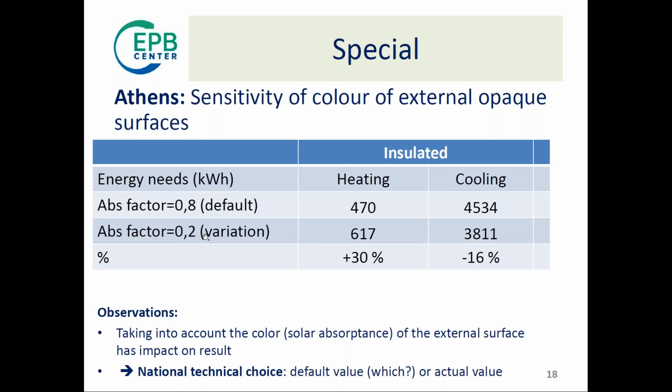But then if it's highly reflective, an absorption factor of 0.2, so clear white, then you see that the heating needs increase drastically, but still it's a small number. But the cooling needs also decrease significantly. So as an observation, you could say the solar absorbance of the external surface has an impact on the result. So then it's again a national technical choice whether or not to take a default value or an actual value, and a default value could be a high value or a low value or a medium value. So these choices are there, but they have a strong impact on the results, as you see.